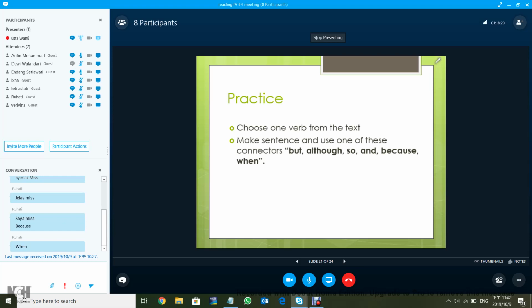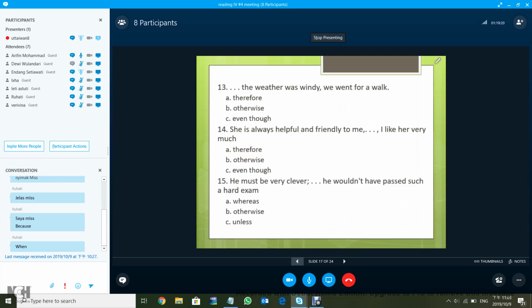Then, please make two sentences that use this. Remember, like at first we learn about connectors. Jadi kita belajar tentang connectors. Bagaimana menyambungkan dua kalimat. Nah, so now your assignment is your practice. Choose one verb, any verb, then you add one another verb, and this one. Make sentence use but, although, so, and because, or when. Indeed, one student should make one sentence, right? Okay, wait a minute. Ini nextnya.